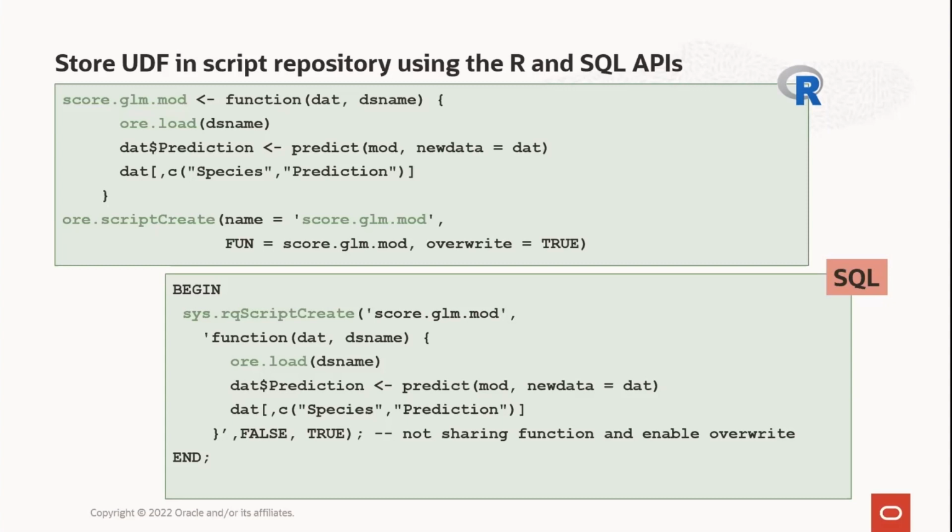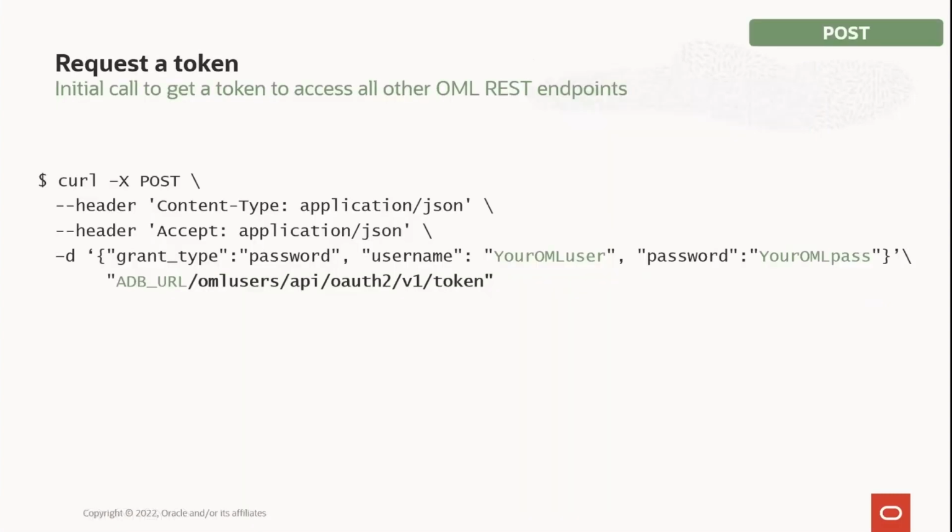Okay, so now let's get the token and run the function from the REST API. So this is the token request using curl. And the items highlighted in green are provided by the user. So that's the OML user and password and the OML URL that corresponds to your database. And then you can see the token portion of the URL. That's that OAuth2 v1 token, which is the same for every database. And once this call is initiated, the token is returned. And that token is valid for 1 hour, but it can be extended before it expires or refreshed. Or you can get a completely new token as well.